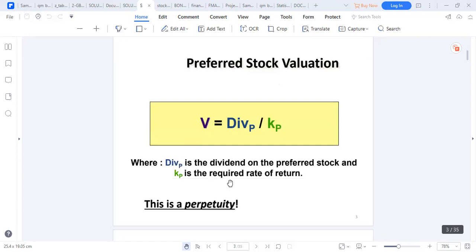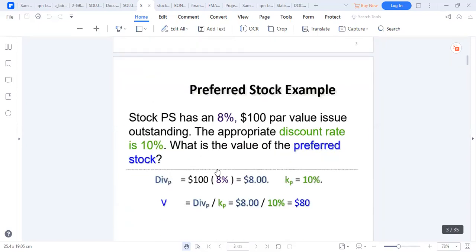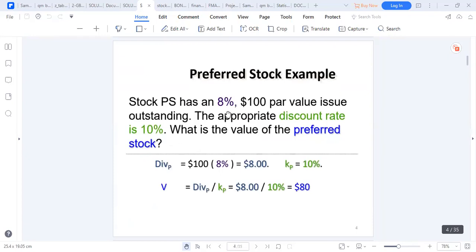And the non-cumulative do not do so. So valuation of preferred stock is simply given by the dividend paid over the market rate or the appropriate discount rate. So an example we could have is a stock issued at $100 par value, having a discount rate of 10%, has a fixed payment of 8%.